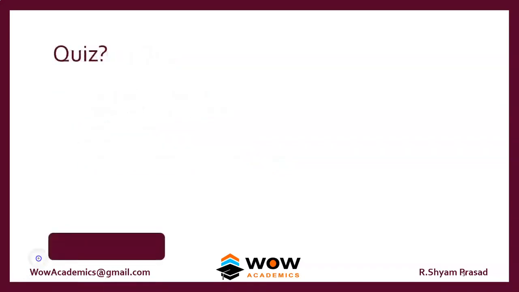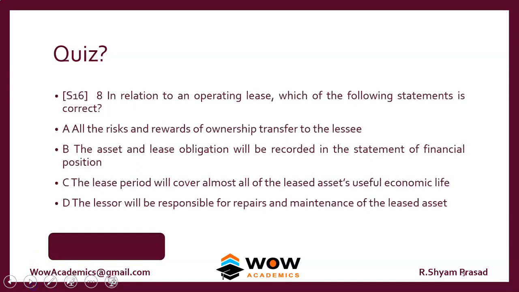So we'll have a quiz here. In relation to an operating lease, which of the following statements is correct? All the risks and rewards of ownership are transferred to the lessee. This is a finance lease. The asset and legal lease obligation will be recorded in the statement of financial position. Again, this is a finance lease. The lease period will cover almost all of the leased asset's useful economic life. Again, this is a finance lease point.